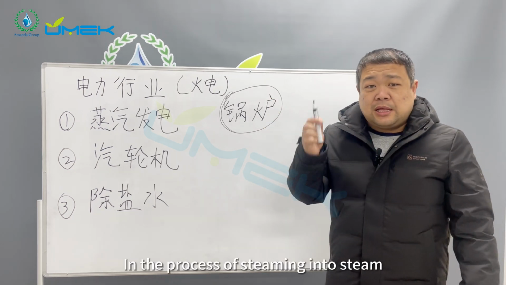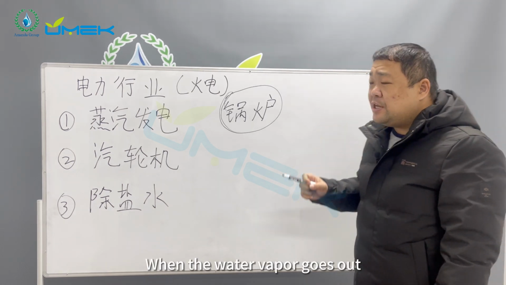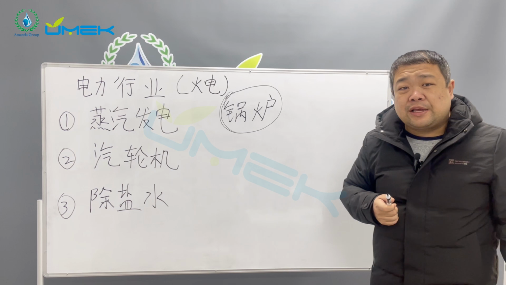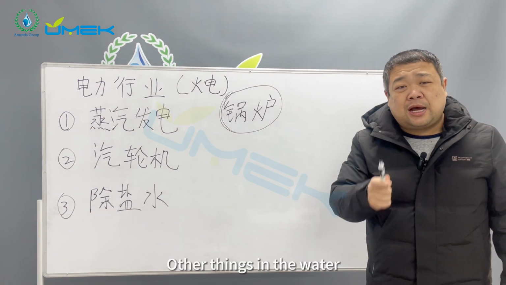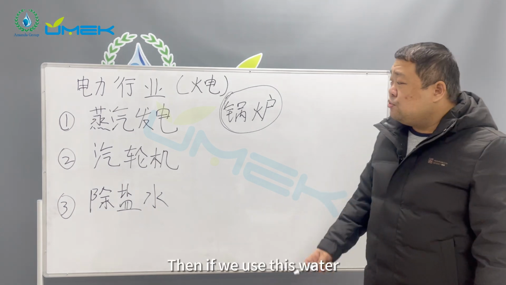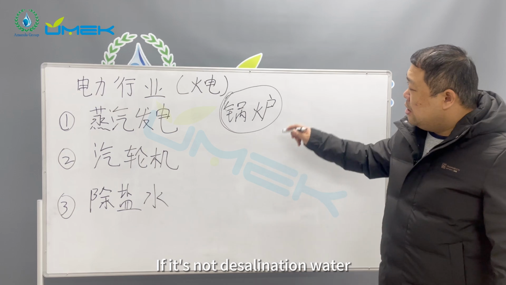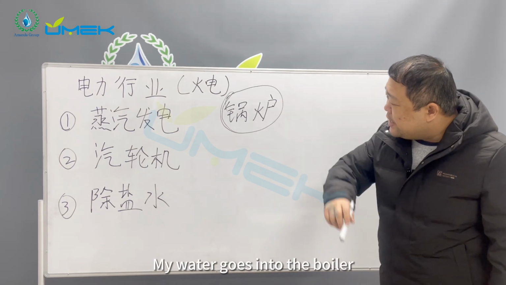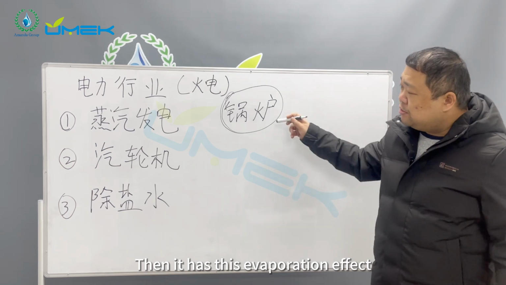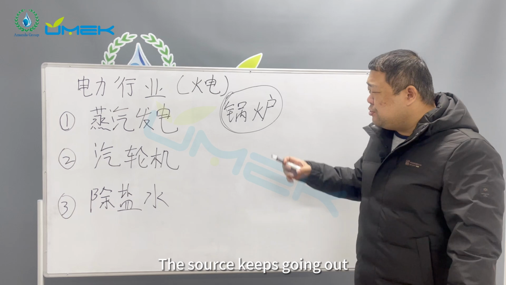In the process of steaming into steam, please understand, when the water vapor goes out, it's just water. Other things in the water cannot be taken away with the vapor. If we use water that is not desalinated and it goes into the boiler, the boiler starts to steam, and the water vapor source keeps going out.